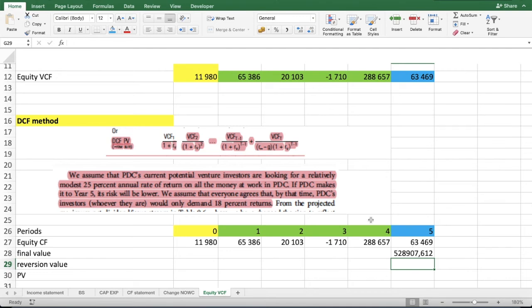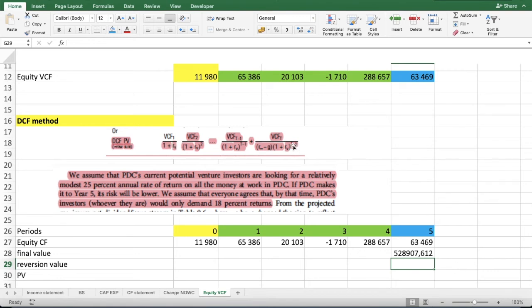Now the second modification: we will divide this expression once again by 1 plus, see here, RV. So the RV is the rate of return used for the explicit period. For this case, it is equal to 25%.